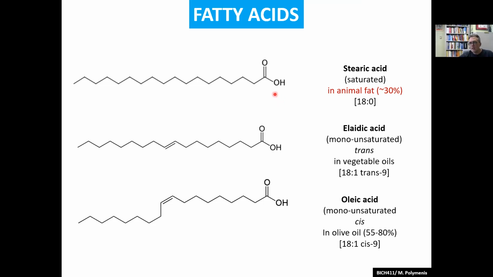And then the monounsaturated versions of this that are very common of the 18 carbons, you can see this as elaidic acid or oleic acid. And again, after the number of carbons, you see the number of double bonds that you have. And in this case, you also indicate whether it's in the trans or the cis configuration, and the position where the double bond is, in this case, at the 9th carbon.